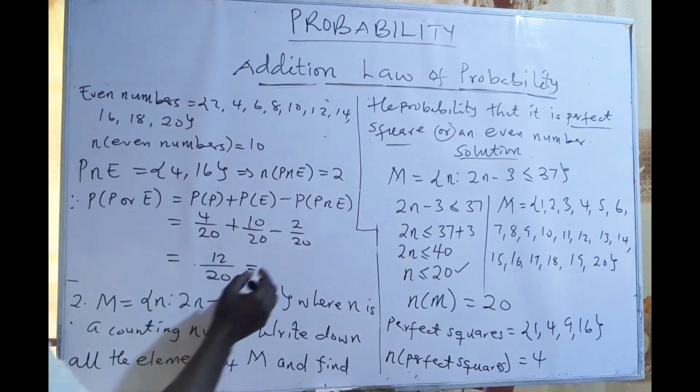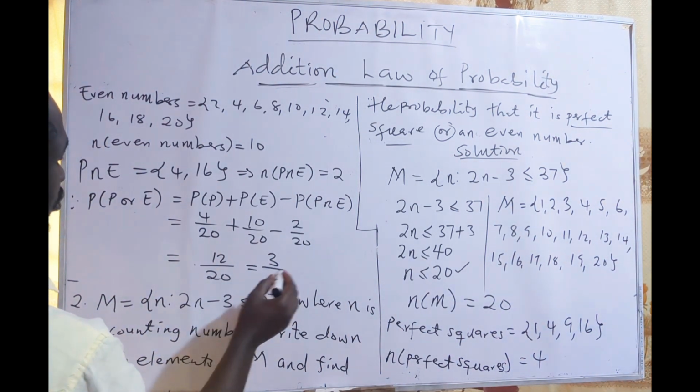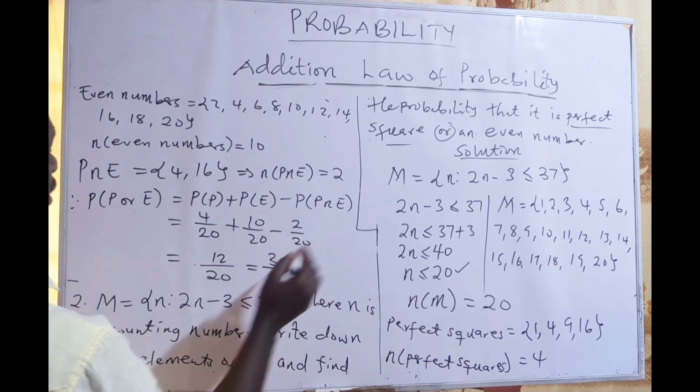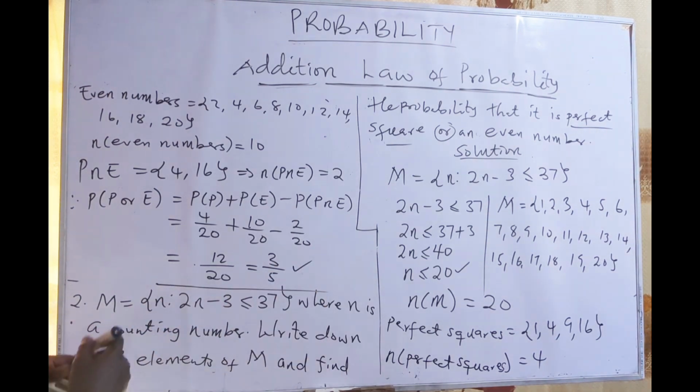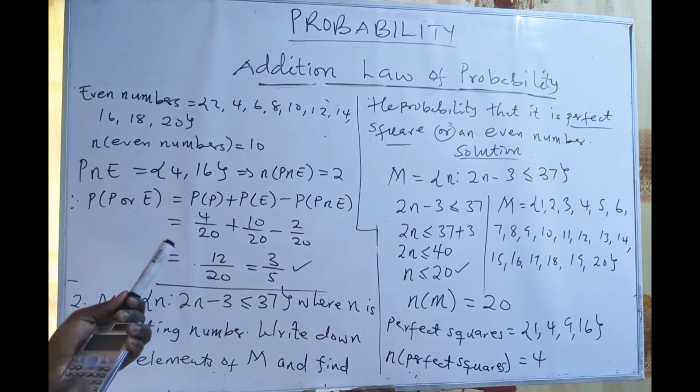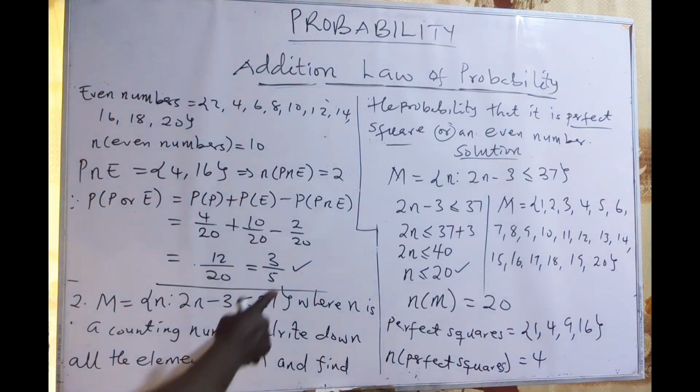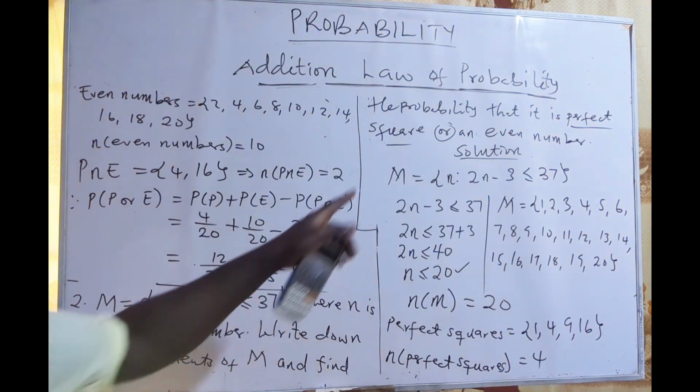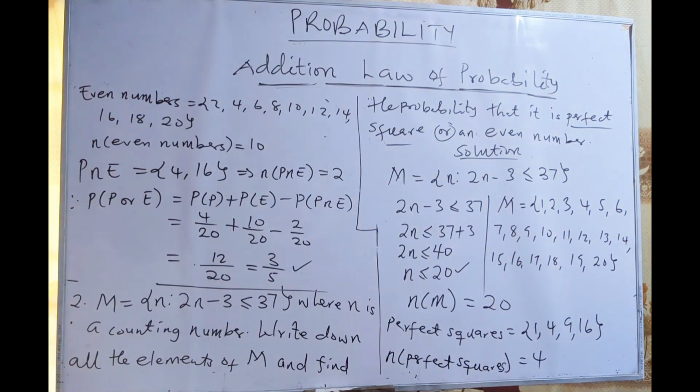12 on 20 can be reduced. 4 goes into 12, 3 times, and 4 goes into 20, 5 times. So our 12 on 20 is 3 over 5. So our answer is 3 on 5, the probability of a perfect square or an even number.